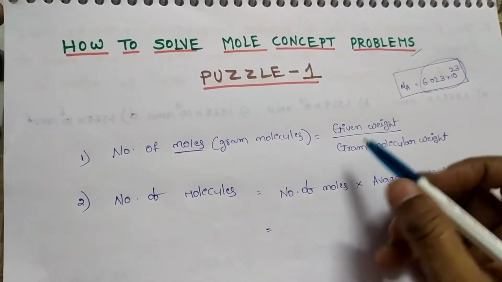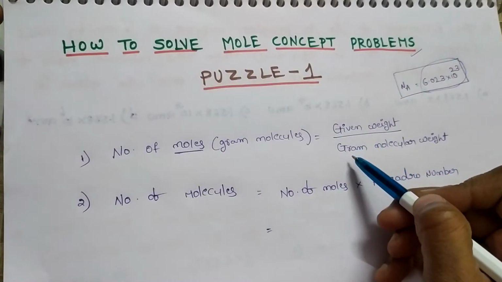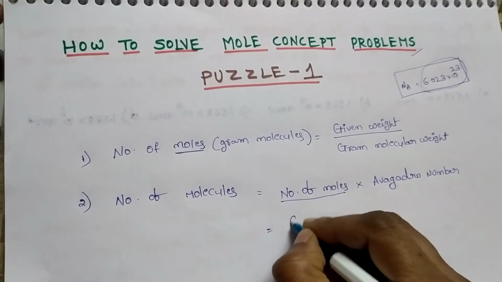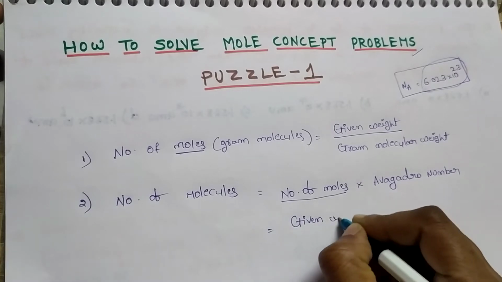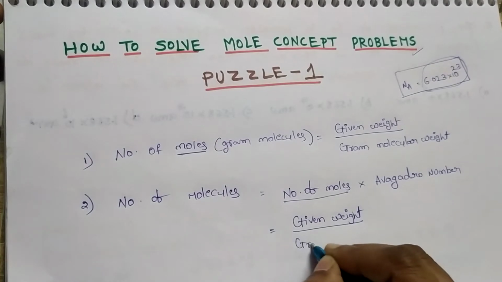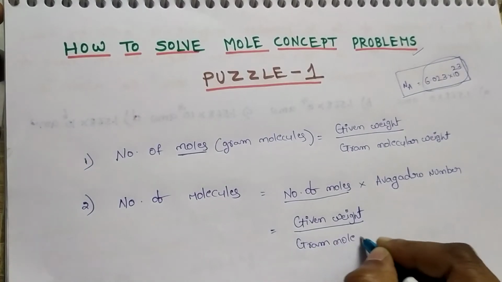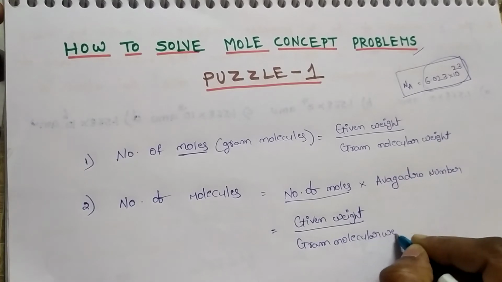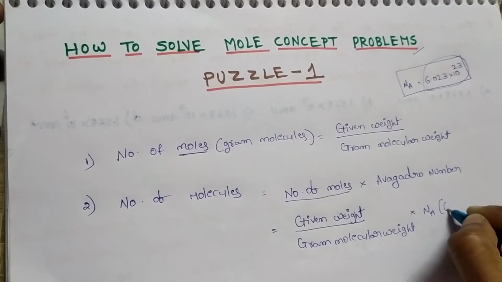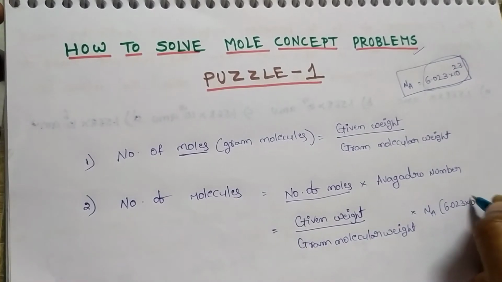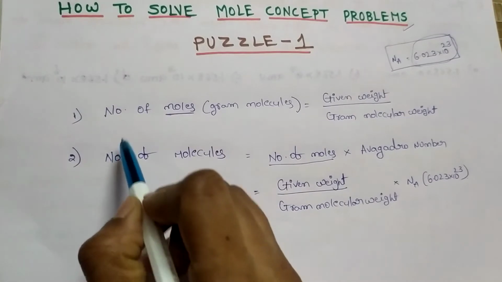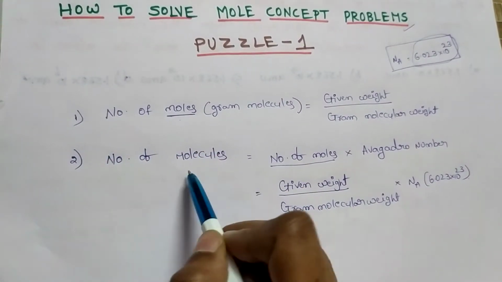Now, the formula for the number of moles is already given previously. So just rewrite it: the number of moles is given weight by gram molecular weight, given weight by gram molecular weight into Avogadro number Na or 6.023 into 10 to the power of 23, right? So these are the two formulas on number of moles and number of molecules.